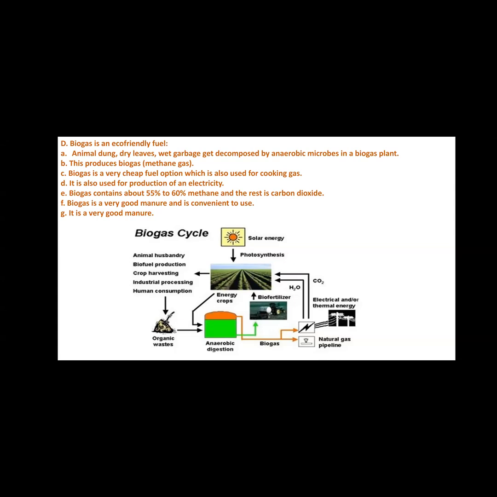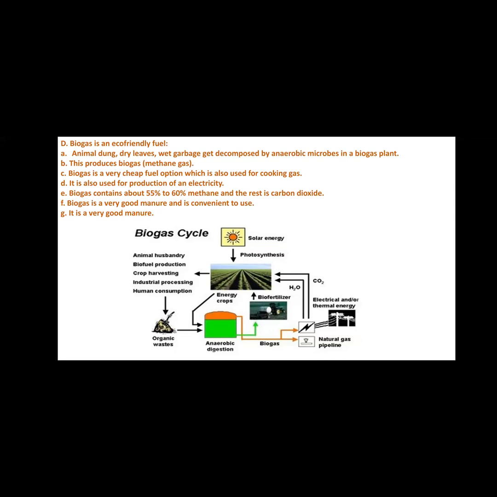Biogas is a very cheap fuel option which is also used for cooking gas in the villages or remote areas where there is not much fuel available, such as modern fuel. Biogas is used since animal dung, dry leaves, and wet garbage are available in large quantities. So in those areas, biogas can be used as fuel.